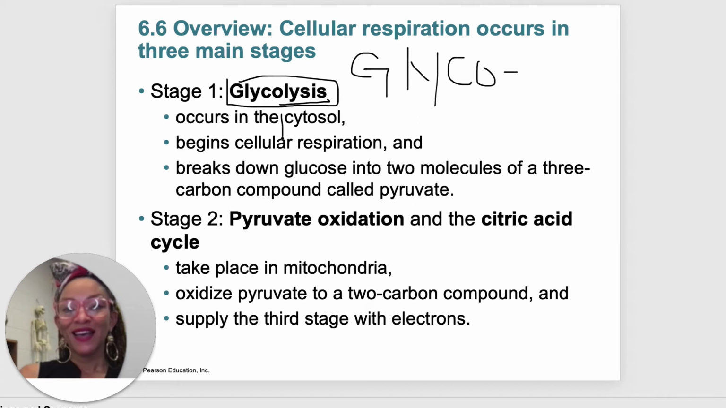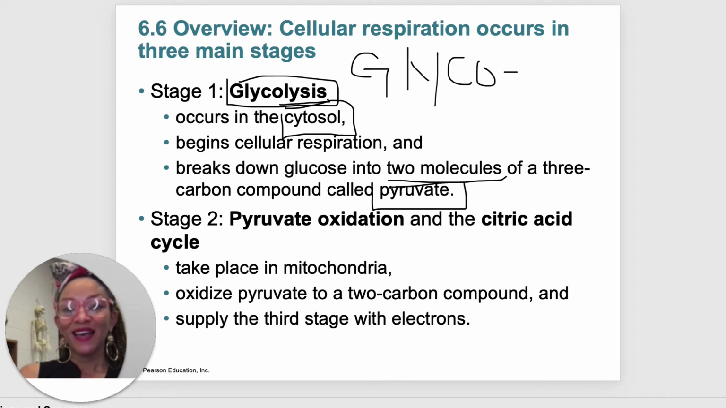This occurs in the cytosol of the cell, so that cell juice, right, that has all the different organelles suspended in it. This is the one stage of cellular respiration that does not occur in the mitochondria. It is also the very first step in cellular respiration. So the whole purpose of glycolysis is to break down 1 glucose molecule into 2 molecules of something called pyruvate.